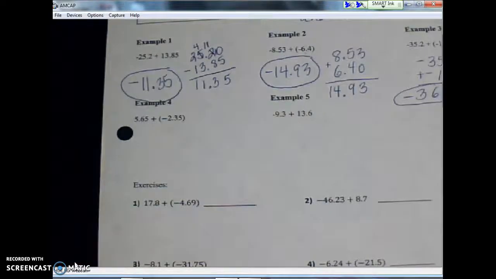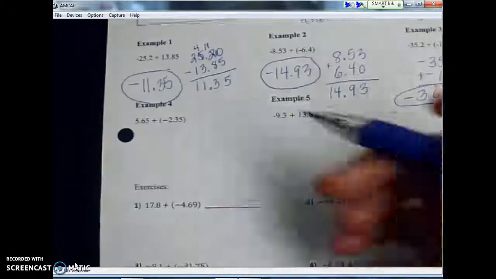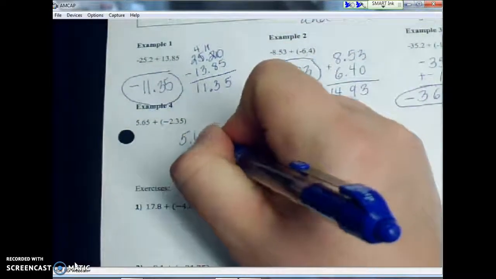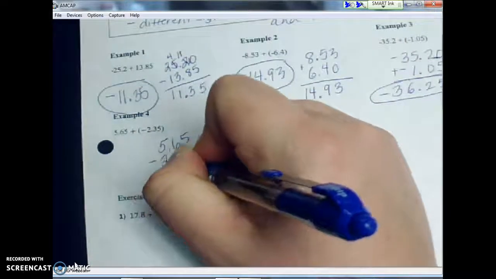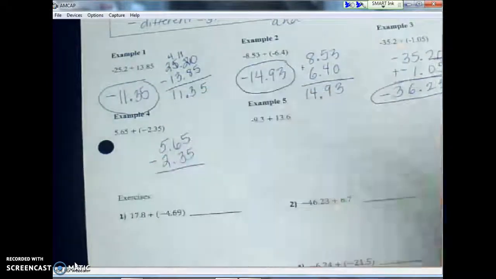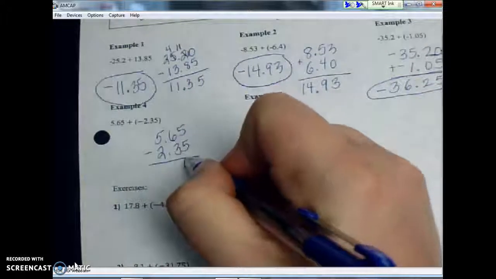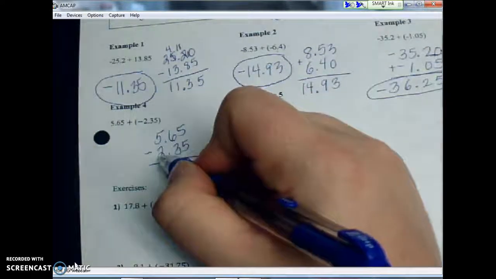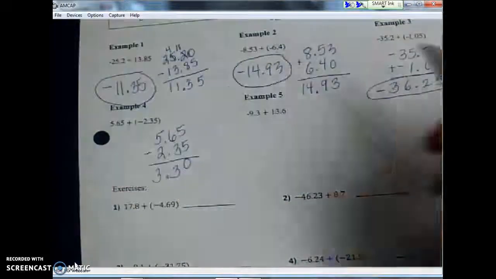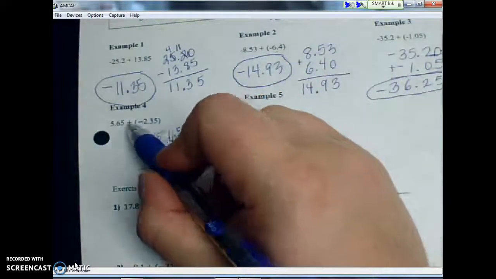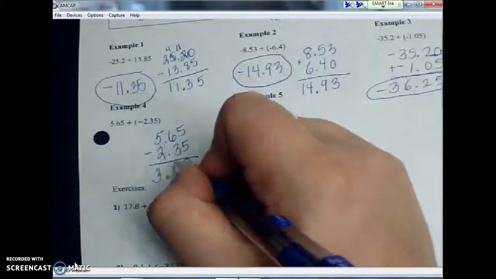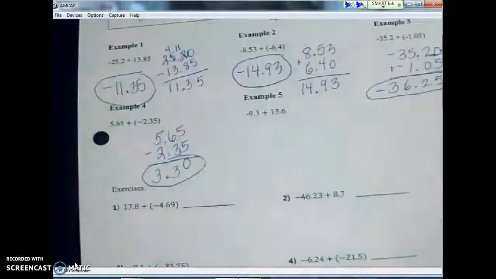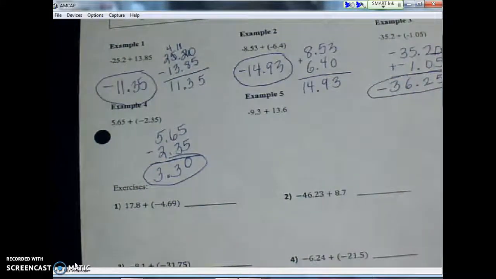Looking down at example 4, I have a positive and a negative, so I'm going to subtract. 5 and 65/100 minus 2 and 35/100. 5 minus 5 is 0. 6 minus 3 is 3. Bring down my decimal point. 5 minus 2 is 3. And then you can look at my positives and negatives. I have more positives, so it's a 3.3 or 3.30.